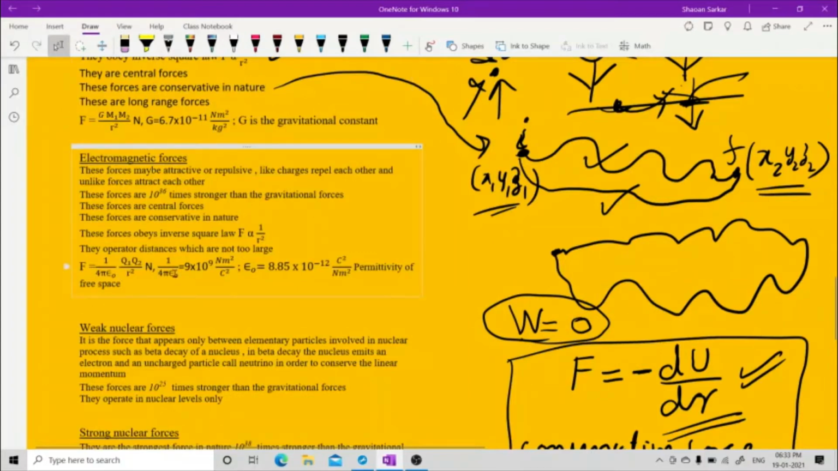And this you have seen in class 10th, in the first or the second chapter, this equation. So nothing new in this. This is the permittivity of free space. This is pronounced as epsilon naught.